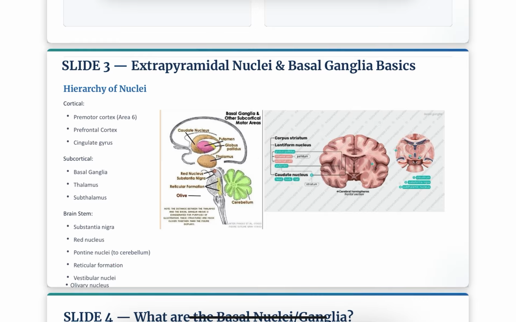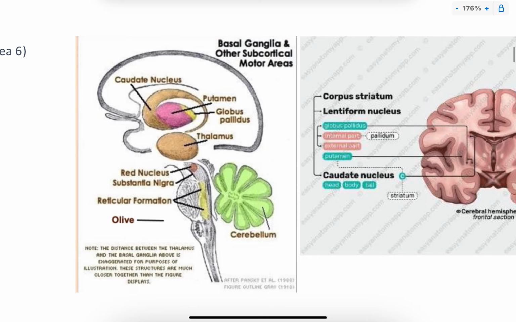Now, the important idea here is that the extrapyramidal system is not actually one structure. It's basically a network of structures, including the cortical, subcortical, and brainstem levels, working together to regulate movement. Okay? So if we take a look here, we can see the caudate nucleus, and we're going to talk about it more in depth. The putamen, the globus pallidus, the thalamus, the red nucleus, the substantia nigra, the reticular formation, and the olive. And this is the cerebellum.